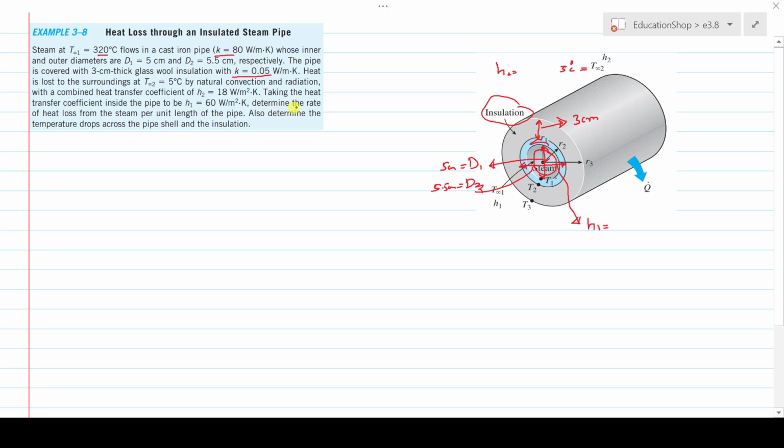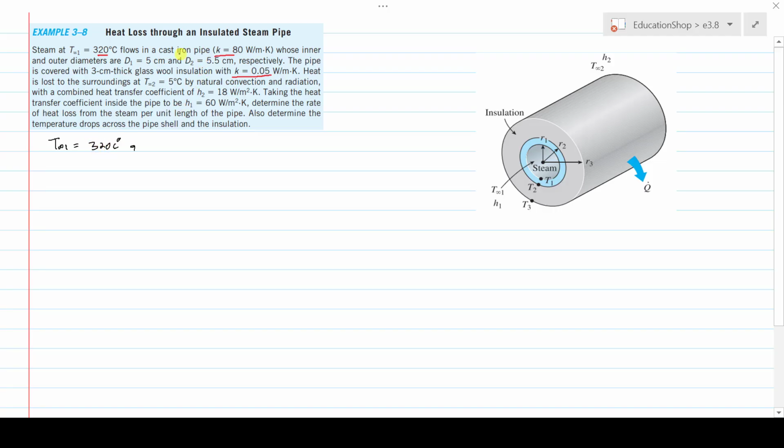We need to calculate the rate of heat loss from the steam per unit length of the pipe. Also determine the temperature drop across the pipe shell and insulation. Let me write the data that is given in the statement. I hope you understand. The temperature of the steam flowing in the pipe is T infinity 1, let's say, and its temperature is 320 centigrade.